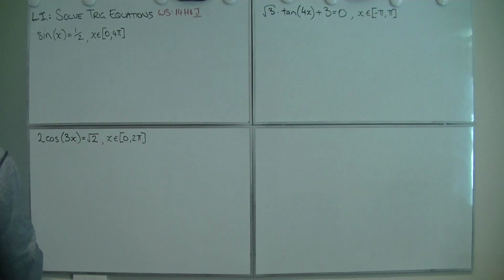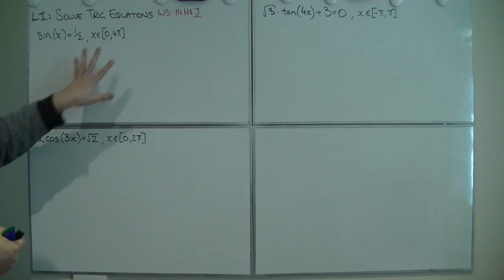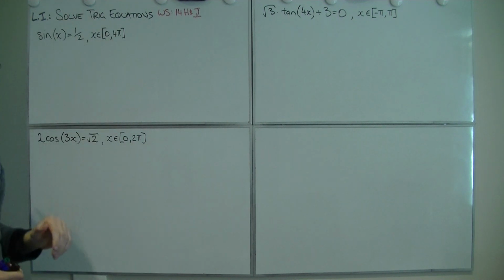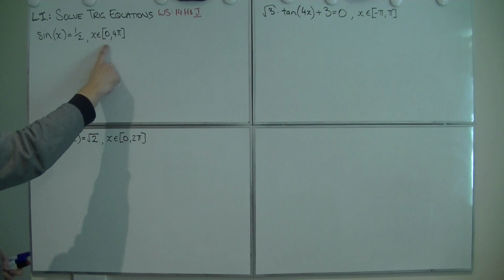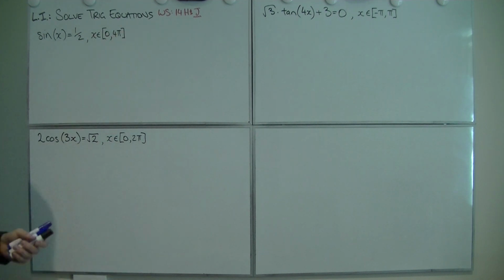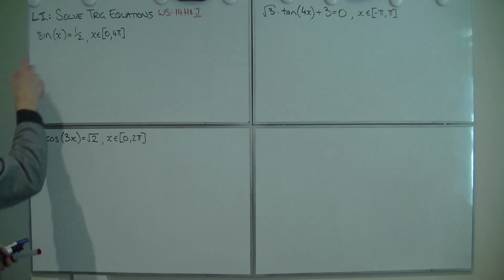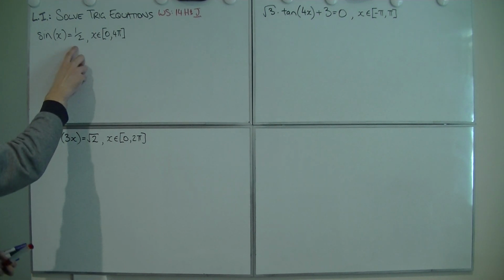Okay, solve trig equations. So last time we did something very similar to this, but I just want to touch on that again just to make sure that we've got that before we start to add complications to it. So sine of x equals a half, where x is an element of 0 through to 4 pi inclusive. Okay, great. Well, let's think about what this is saying.